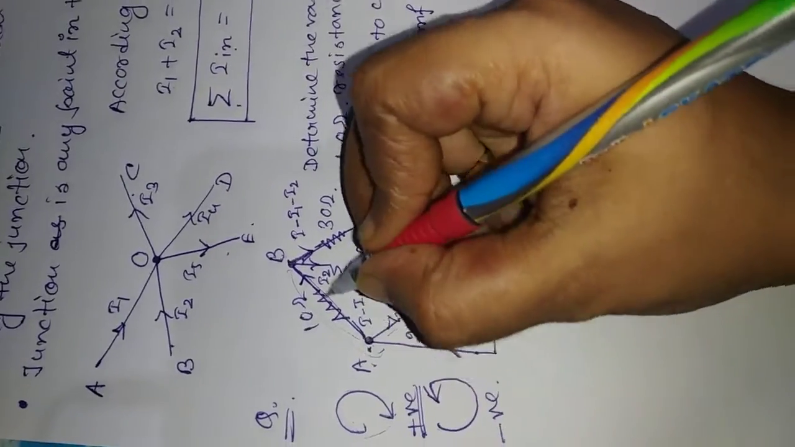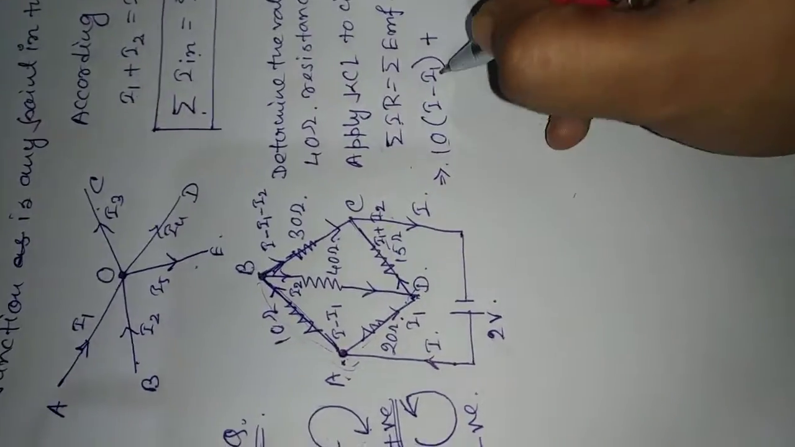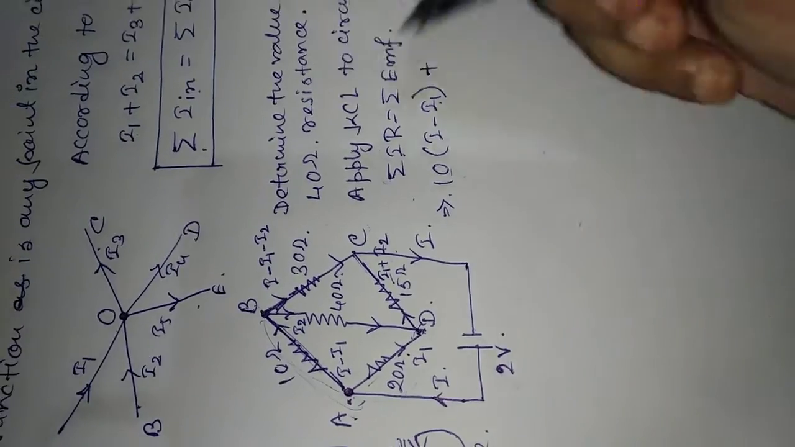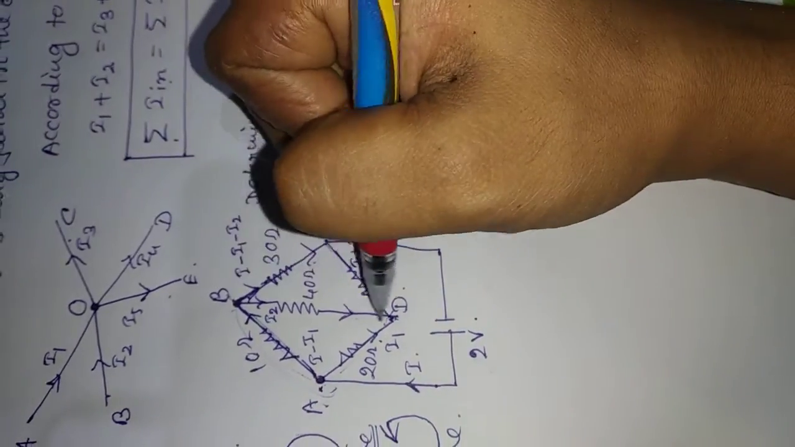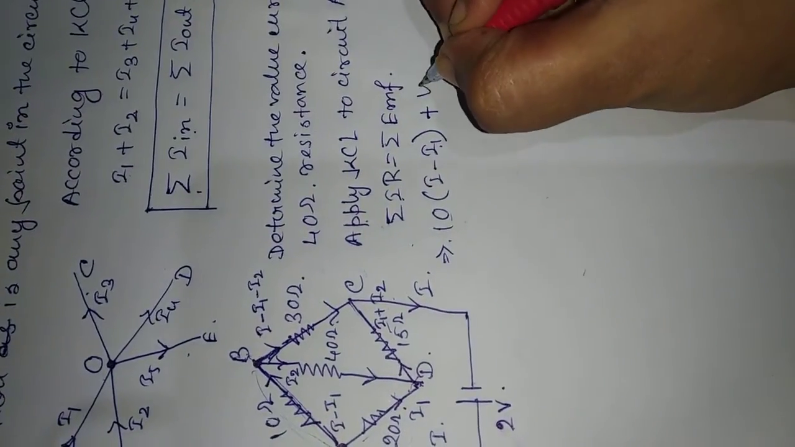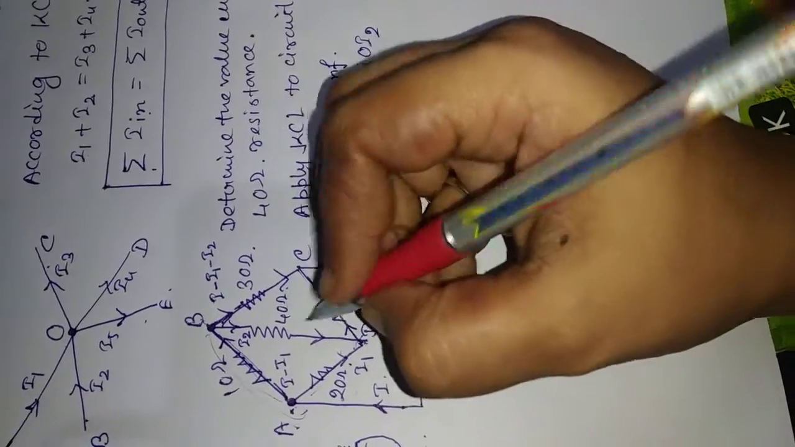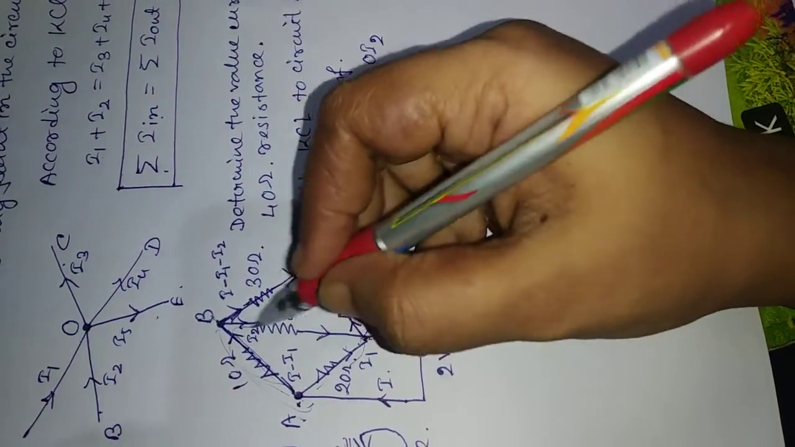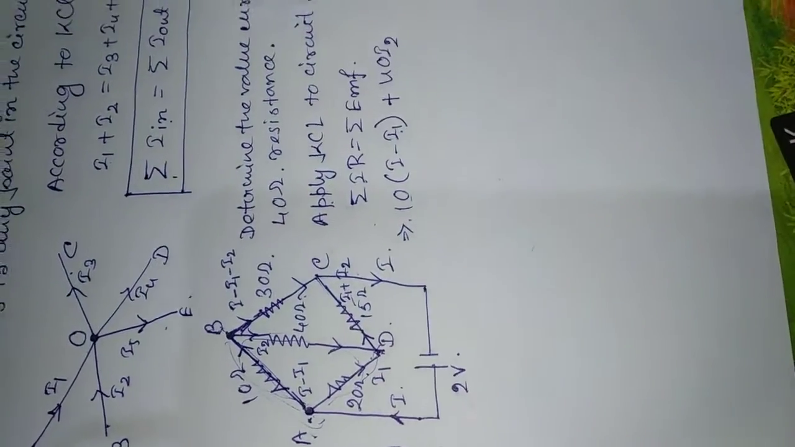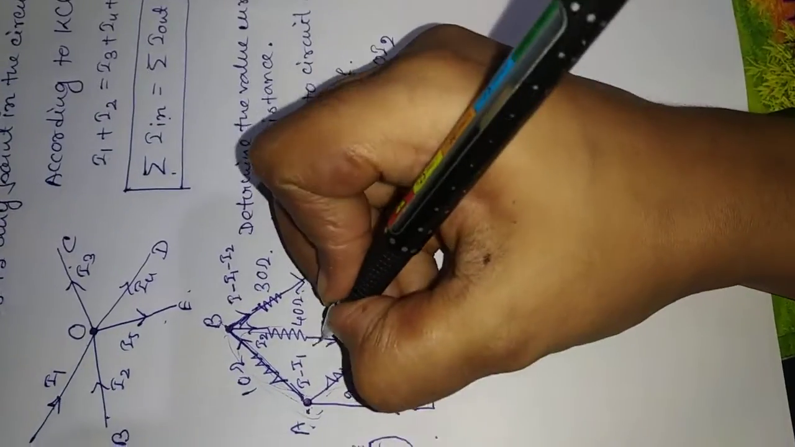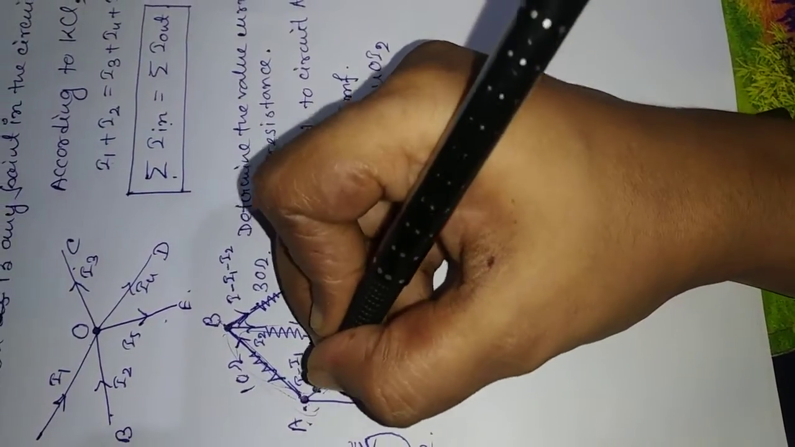So I am starting here from A to B. So the voltage drop will be this. Now considering B to D, it is in the same direction. So that's why 40 into I2. Now the current should go like this. It is a loop, as I have considered this as a loop. So current should go like this.